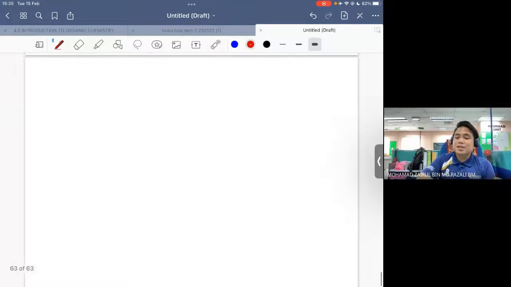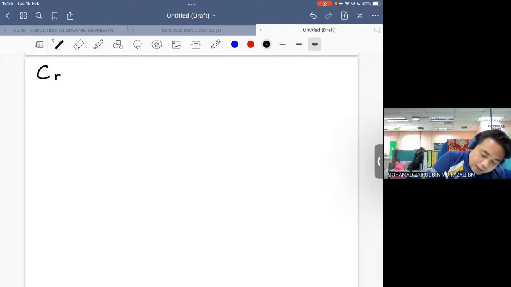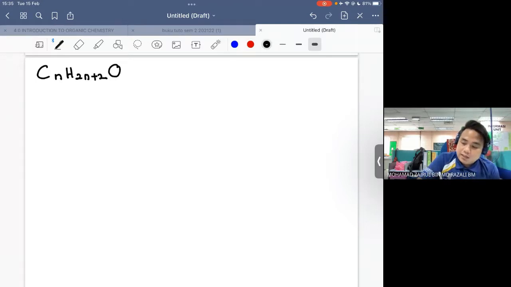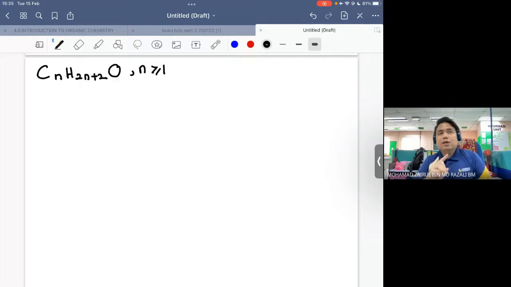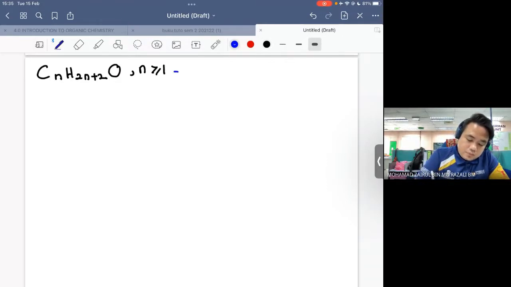Okay, bagus. So the second general formula yang boleh ada functional group isomer is CnH2n+2O, where n is greater than or equal to 1. So if the molecular formula satisfies the general formula of CnH2n+2O, it can be either alcohol ataupun dia boleh jadi ether.